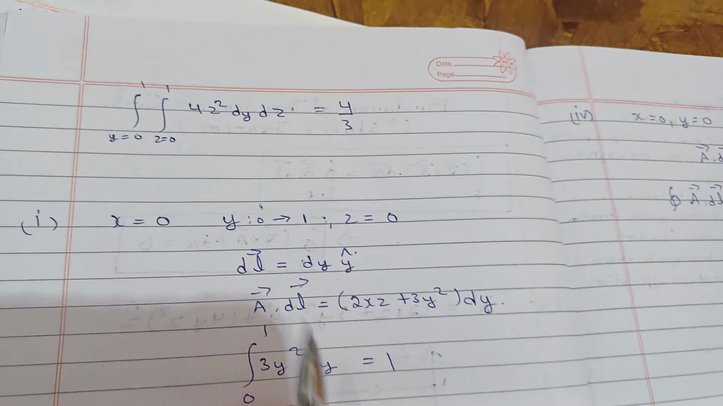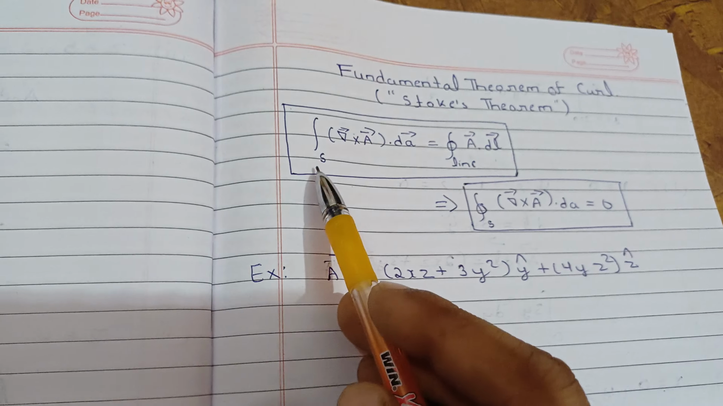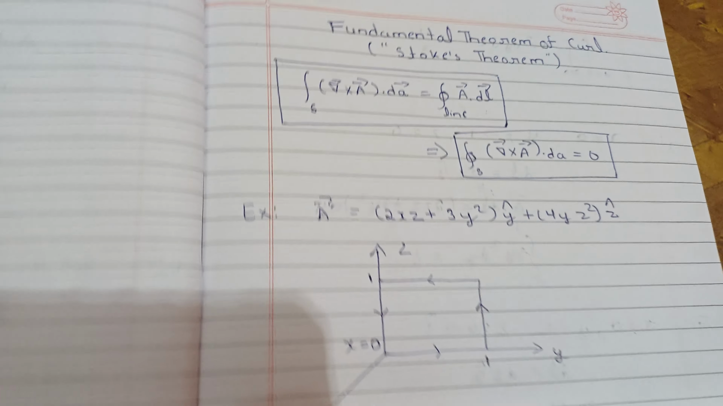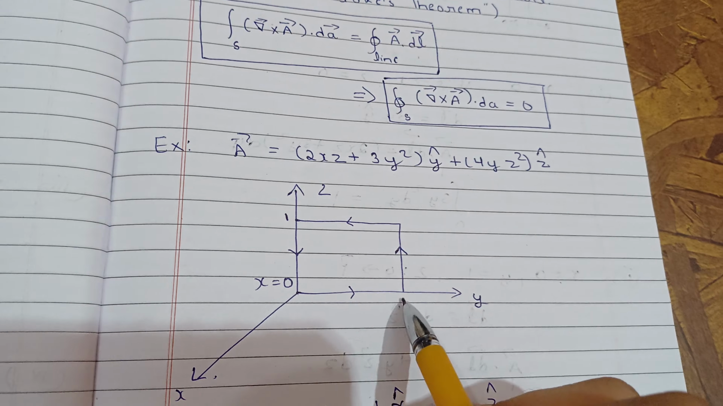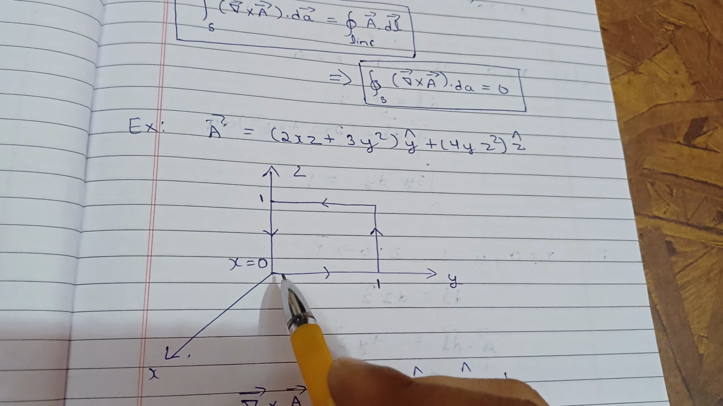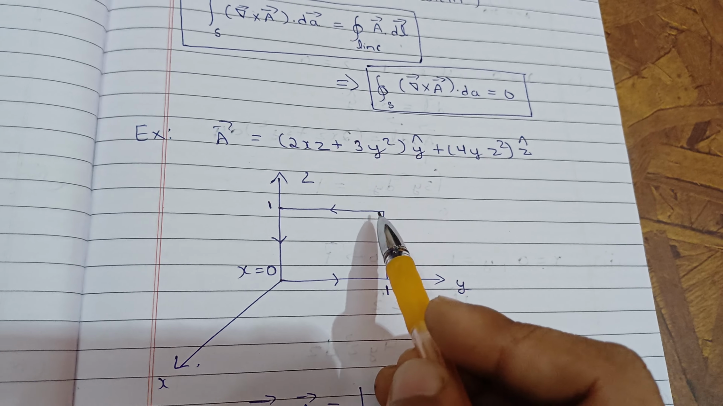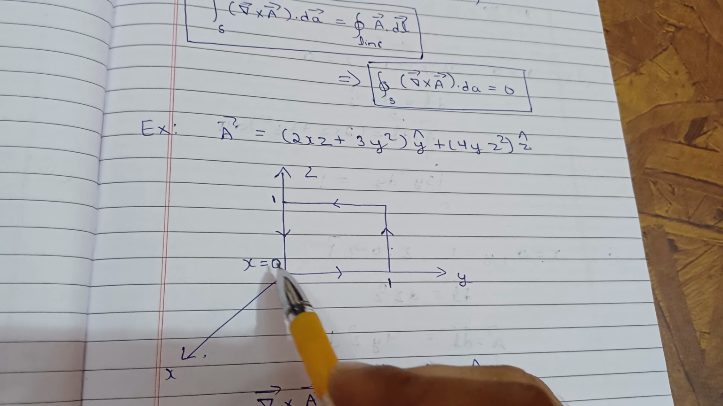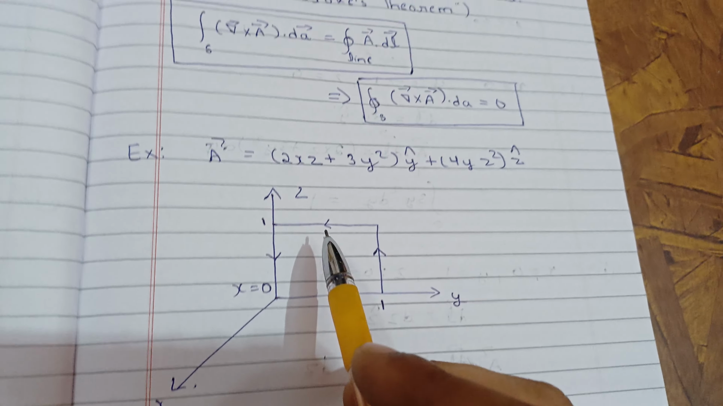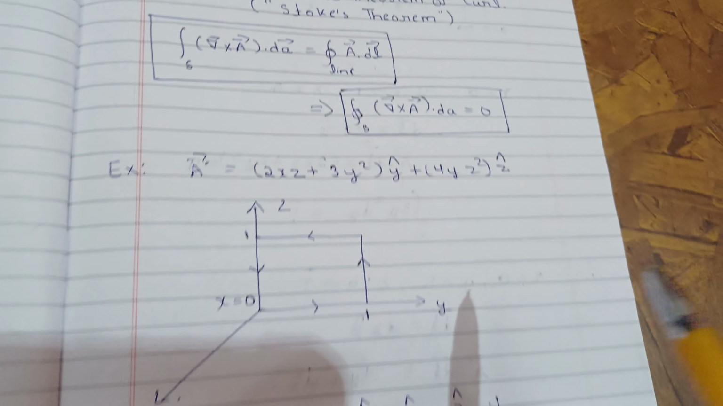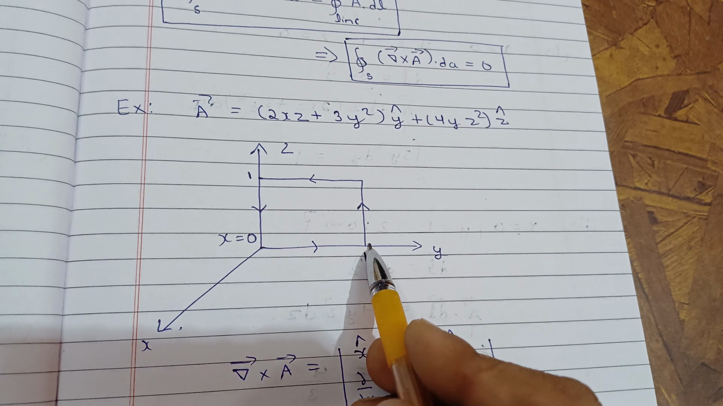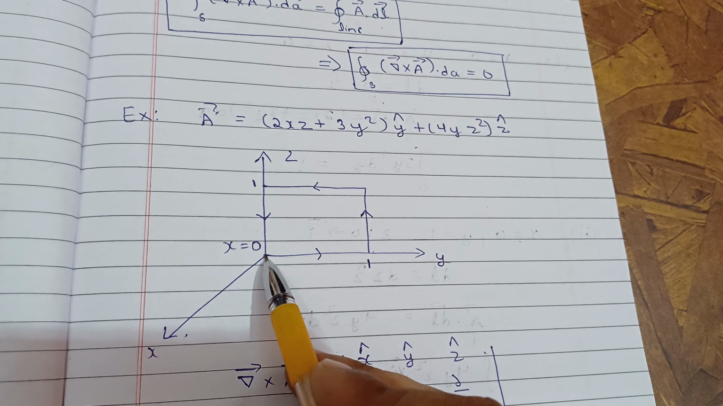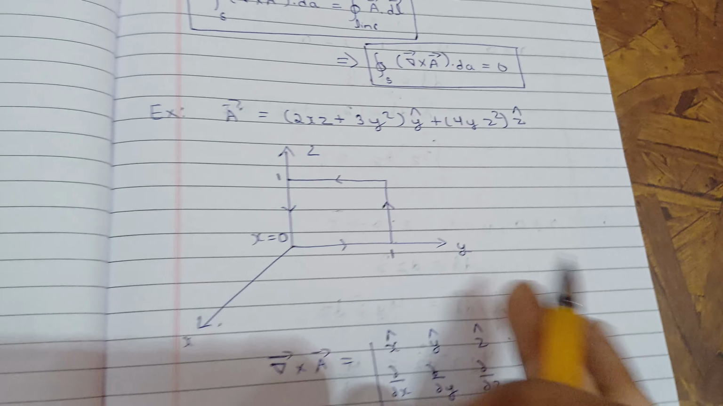Now this is our left hand side. Now let's calculate the right hand side to prove this. For the right hand side we need to take the line integral. So we'll take this as your first segment, this is your second, this is your third, this is your fourth. We'll solve for each one and add them, then see if we get the same result or not. So for the first one, x is 0, y is going from 0 to 1, and z equal to 0.